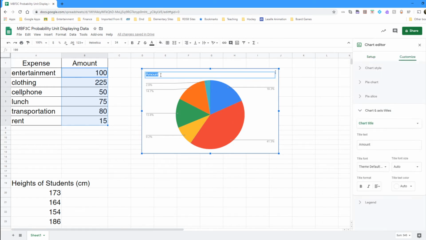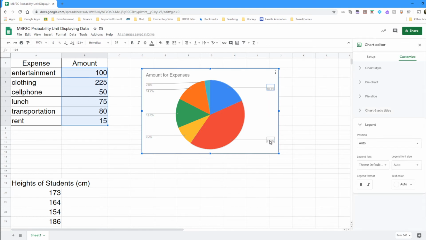Now, you can actually double click right in the graph and change the title if you want. So let's say I wanted it to be a little bit more specific. I might change it to amount for expenses. Okay. And you can adjust the size of the fonts if you'd like. All of that information is controlled over in this part of the window. Okay. You can customize your chart.